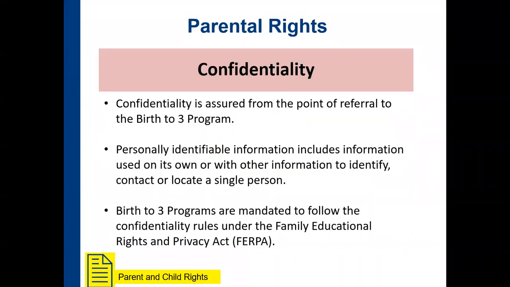Here are a few things you'll want to know about confidentiality in the Birth to Three program. Confidentiality is assured from the point of referral to the Birth to Three program and continues throughout the family's involvement in the program and beyond. Personally identifiable information includes any information used on its own or with other information to identify, contact, or locate a single person. Birth to Three programs are mandated to follow the confidentiality rules under the Family Educational Rights and Privacy Act, FERPA.